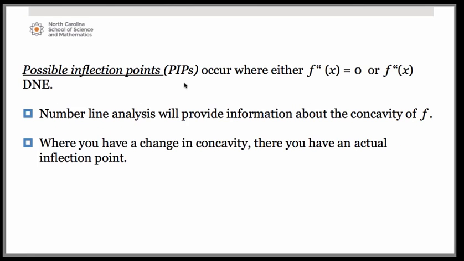Possible inflection points, or PIPs as I like to call them, occur where either the second derivative equals 0 or the second derivative does not exist. So once you determine where the second derivative equals 0 or does not exist, those x values you get really are only possible inflection points. You need to go through the number line analysis in order to determine if they are definitively inflection points or not. Where you have that change in concavity, that is where you're going to have your inflection point.